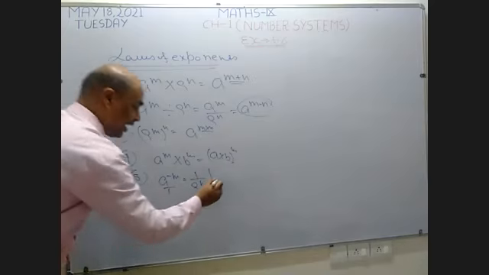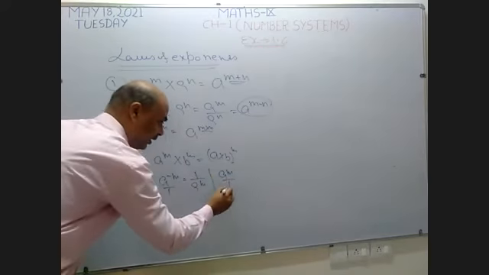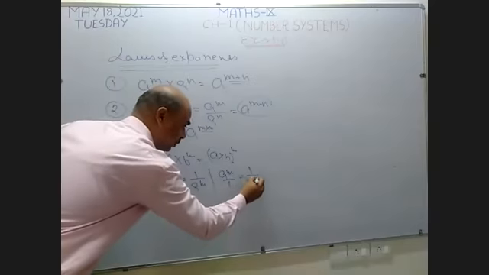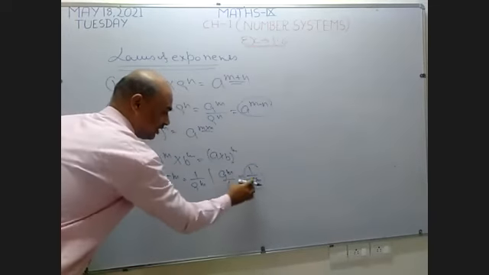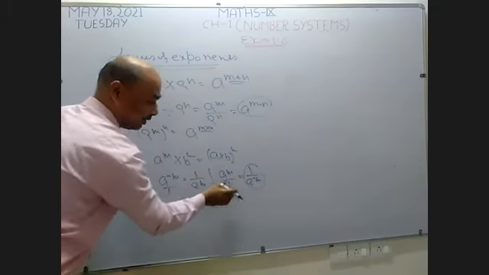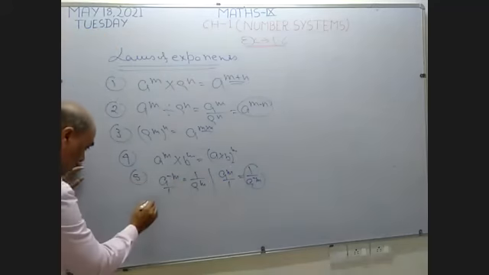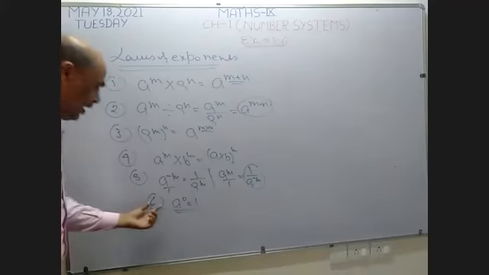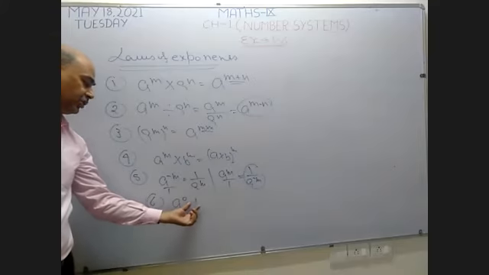If it's written in this way and I take the reciprocal of this number, then it becomes 1 upon a raised to power minus n. Power must be changed when we take the reciprocal of the number. And the last, any number having its power 0 is equal to 1. Any number having its power 0 is equal to 1.